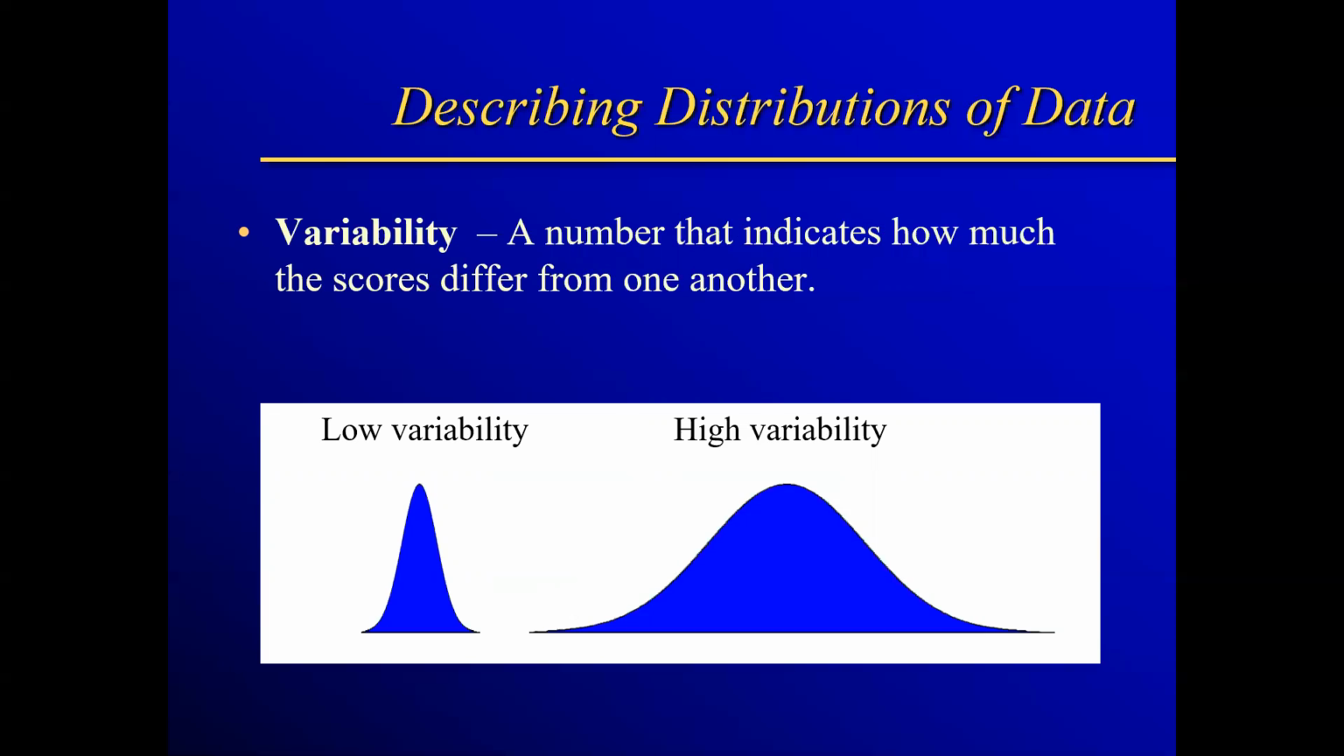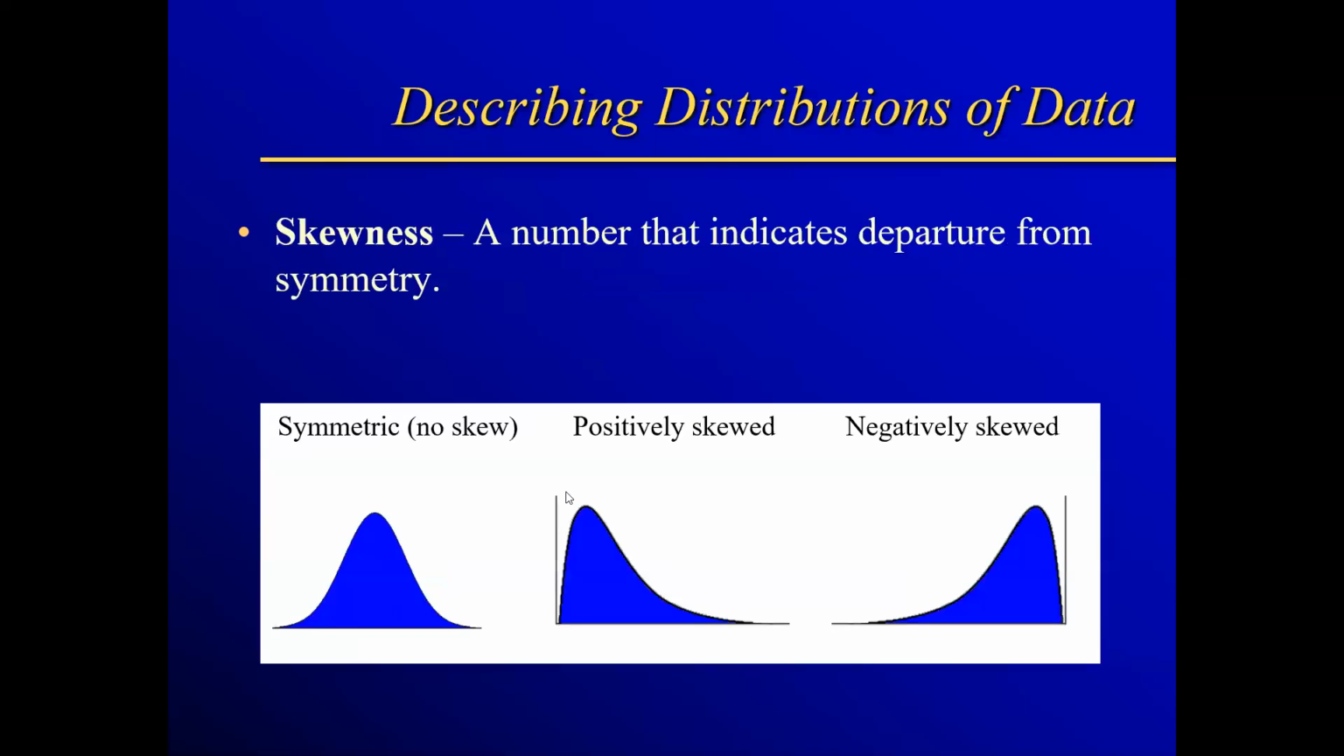Or we could have high variability, where we have a lot of people scoring around the average, because that's what an average is. But we also have a lot of scores on the higher end and the lower end. So we can have high variability and low variability, but we'll get into that in a little bit.